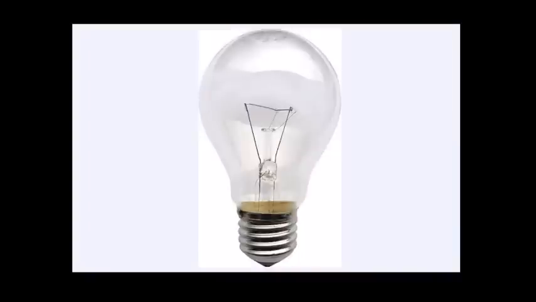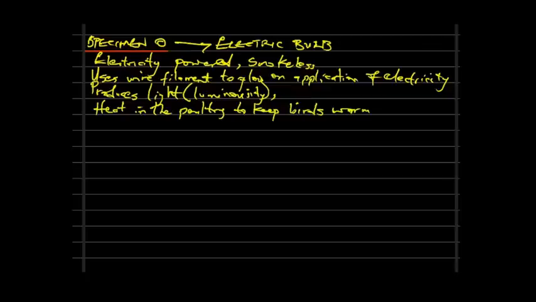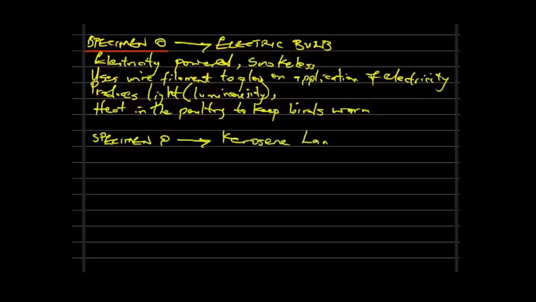You can have this as well as an example of a bulb. You can see it. This is another example of a bulb. So that is what we have for specimen O. And then we have specimen P, which is a kerosene lamp. That is our specimen P.